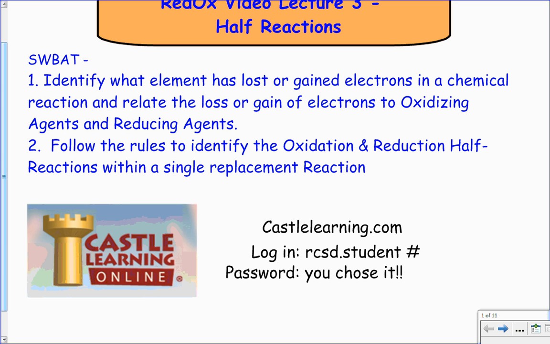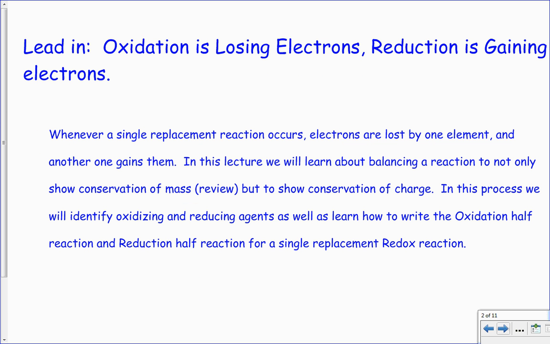So today we need to be able to identify what element has gained or lost electrons. By doing that, we're going to split these reactions in half and look at them half at a time. Okay? We need to remember OIL RIG, or LEO says GER. Oxidation is losing, OIL. Reduction is gaining. See what I'm saying? OIL RIG is how I do it.